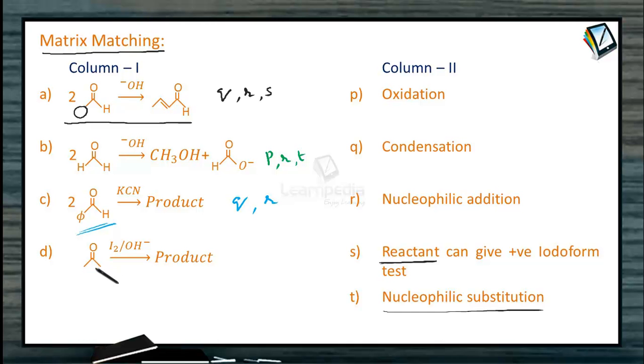And when you go for the next, this is acetone, CH3 twice C double bond O, with I2 and OH minus as the reagent. It is the one with a methyl group directly attached to the carbonyl group. It gives the iodoform test, so it goes with S. What about OH minus attack on the carbonyl carbon? So nucleophilic addition also takes place. And at the end in the reaction you find nucleophilic substitution to occur. So it goes with T also.